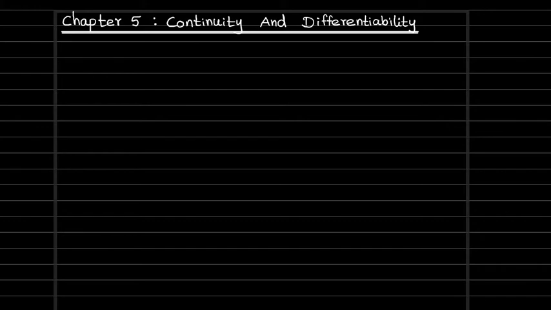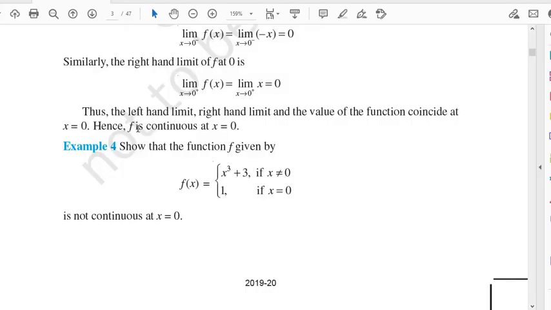So what is the given question? We'll have a look at it. Show that the function f given by f of x equal to two different functions. See, it is only a single function, but as per the condition, it's taking two different forms. f of x equal to x cube plus 3 if x is not equal to 0. If x is not equal to 0, we need to use this function. If x is exactly 0, we need to use the second function.